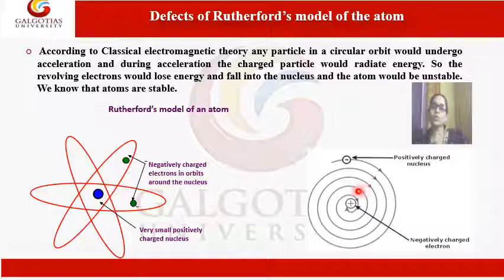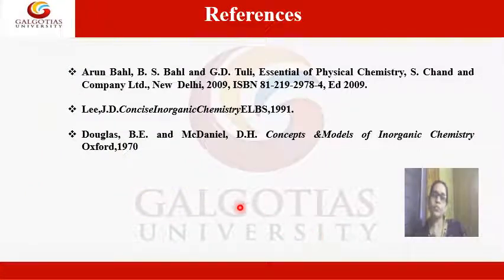So this is the defect: why do electrons revolving in a fixed path or circular orbit radiate energy? These defects in the Rutherford model were explained by Bohr in his model. We will study Bohr's model.